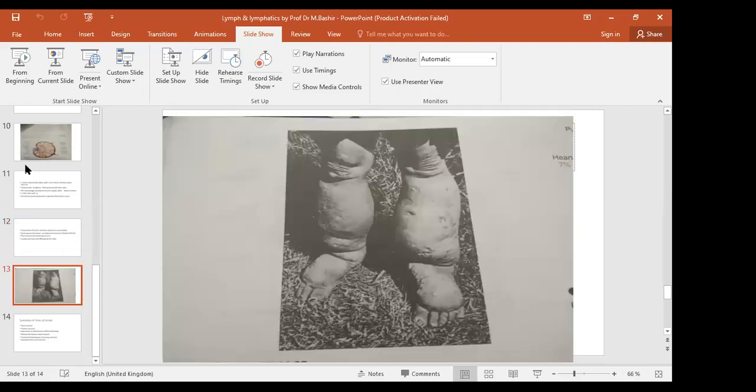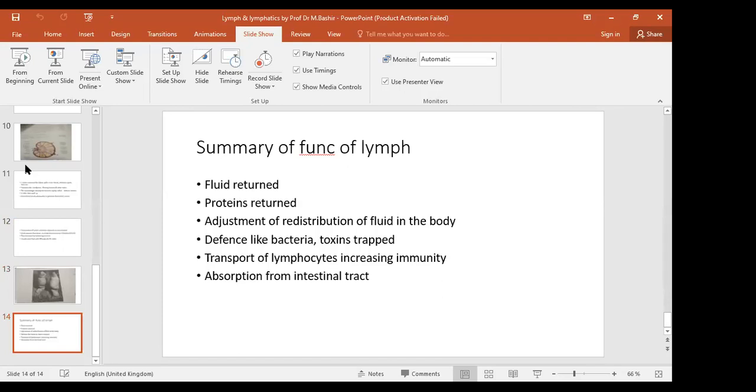With this, we come to the summary of the functions of the lymphatic system. Now I'll just give a brief revision that lymph is derived from the interstitial fluid. When it enters into the lymphatic channels, the vessels are the tubes for transfer of this fluid back into the venous system. This interstitial fluid, once it enters into the lymphatic channel, is called lymph.